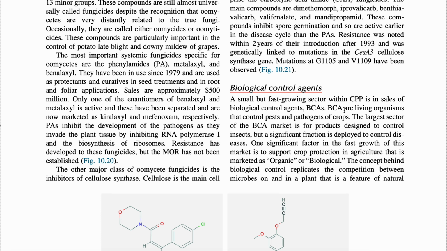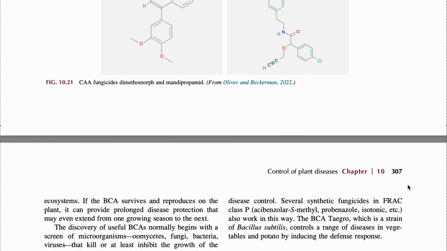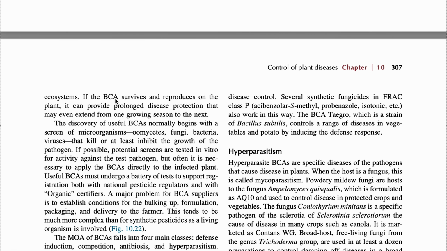The largest sector of the BCA market is for products designed to control insects, but a significant fraction is deployed to control diseases. One significant factor in the fast growth of this market is to support crop protection in agriculture that is marketed as organic or biological. The concept behind biological control replicates the competition between microbes on and in a plant, that is a feature of natural ecosystems. If the BCA survives and reproduces on the plant, it can provide prolonged disease protection that may even extend from one growing season to the next.